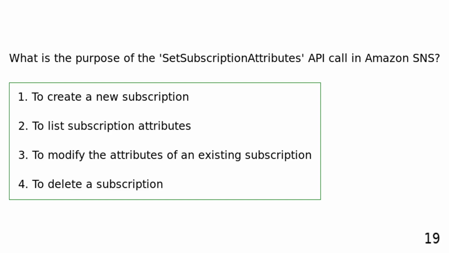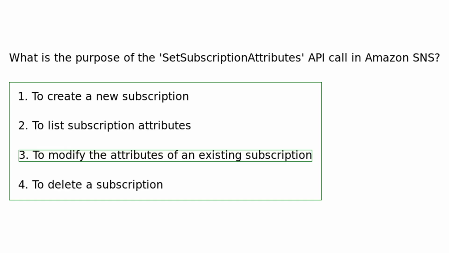What is the purpose of the Set Subscription Attributes API call in Amazon SNS? To create a new subscription. To list subscription attributes. To modify the attributes of an existing subscription. To delete a subscription. The Set Subscription Attributes API call in Amazon SNS is used to modify the attributes of an existing subscription, such as updating its filter policy or raw message delivery settings.